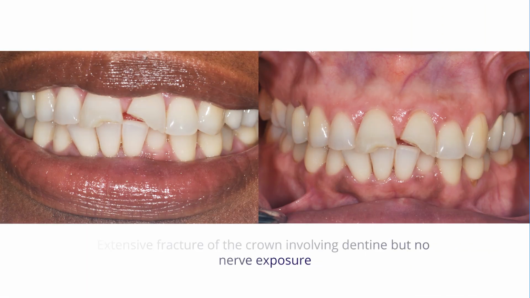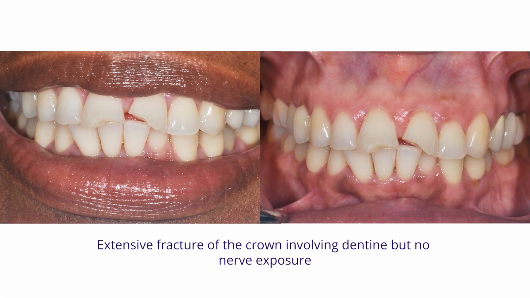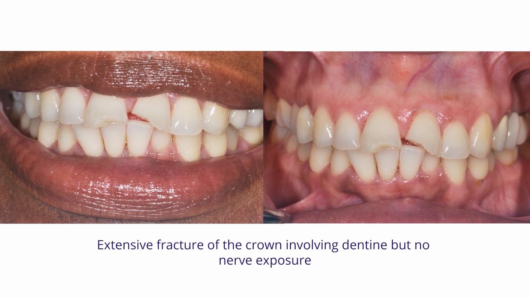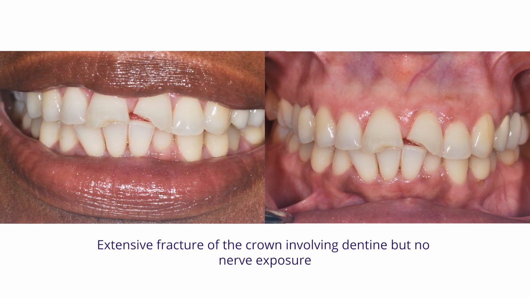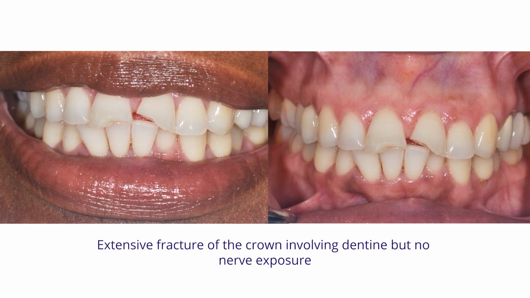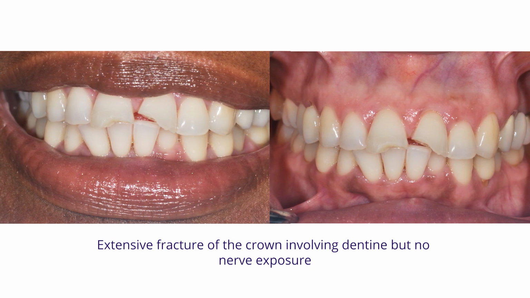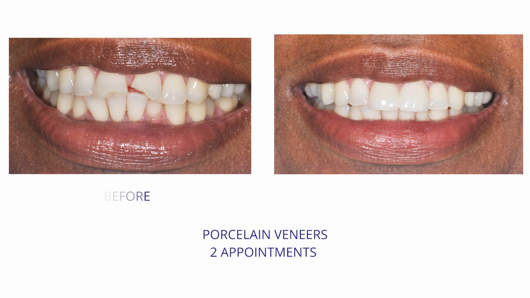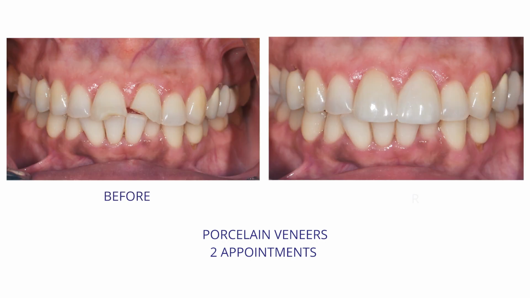The second is an extensive fracture of the crown involving the dentin, but there's no nerve exposure. And we can make sure that the nerve is still alive by taking x-rays and doing some different pulp tests. When we make sure that the nerve is still alive, then we can proceed with the treatment. The treatment of choice here is porcelain veneer that requires 2 appointments. The first is to do a minor tooth preparation, and the second to deliver the veneers.